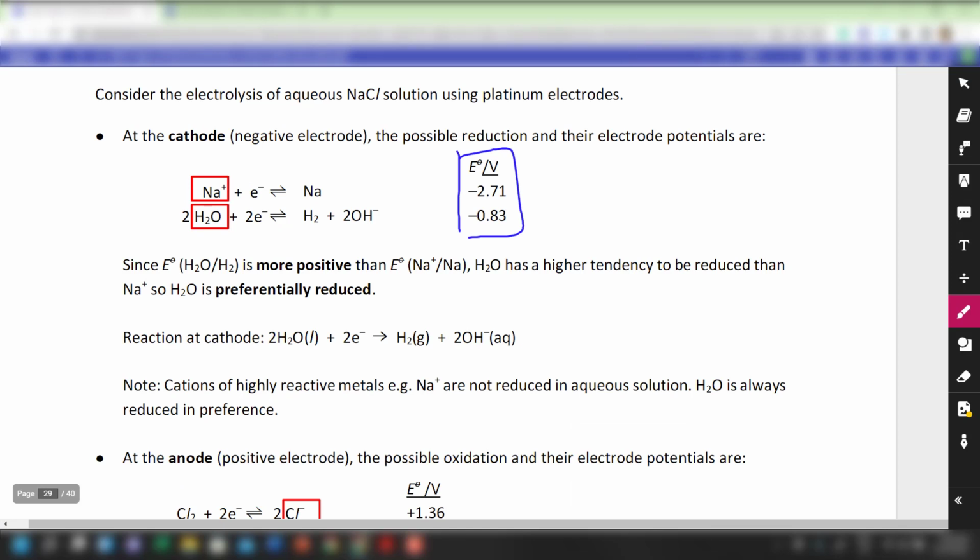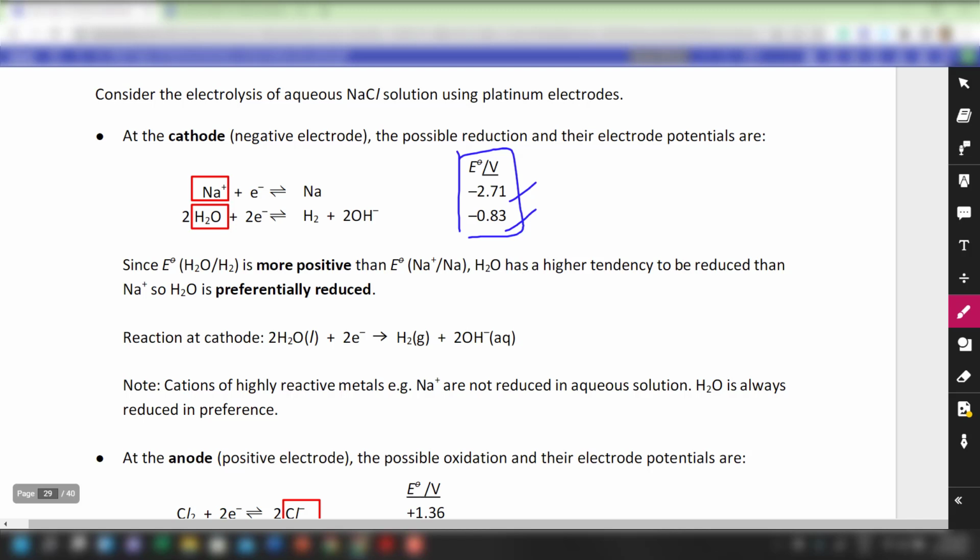At the cathodes, there are two potential reductions that can take place. The first is the reduction of aqueous sodium ion to sodium. The next one is the reduction of water to H2 and OH minus. If you copy in the reduction potential values, that will be minus 2.71 volts and then minus 0.83 volts.